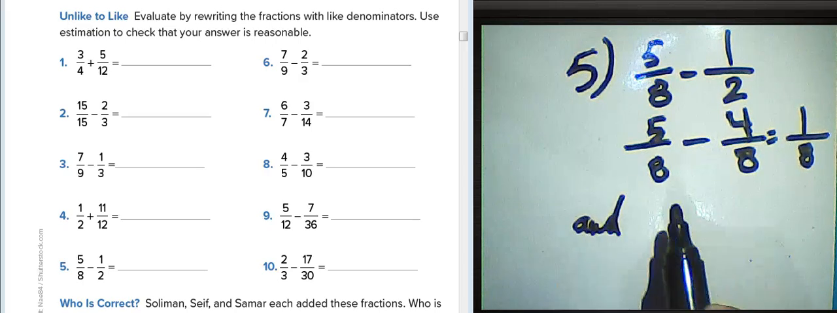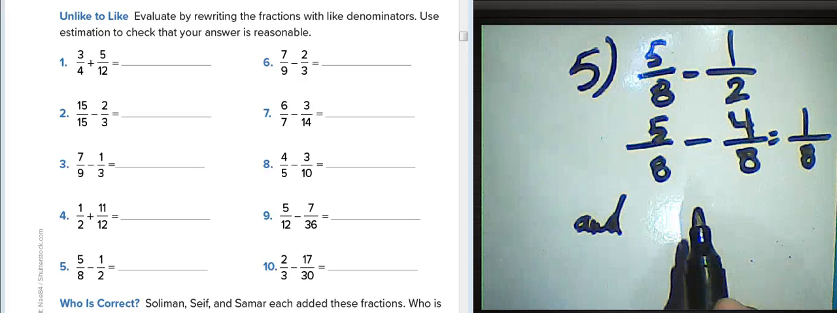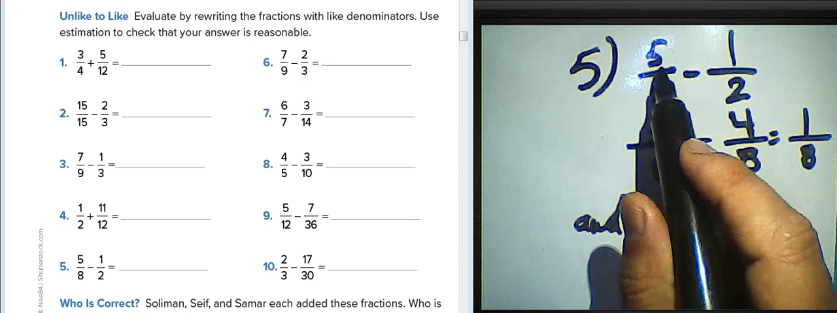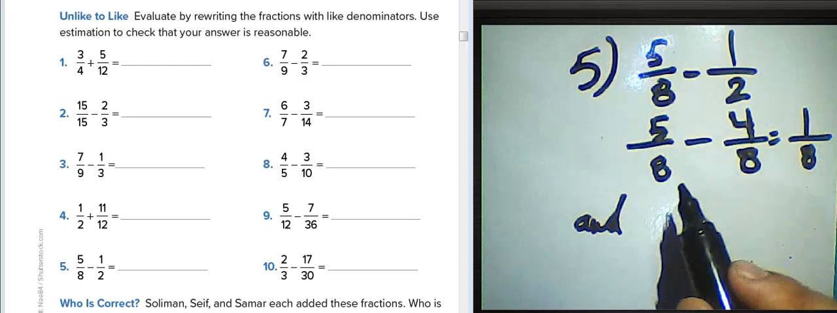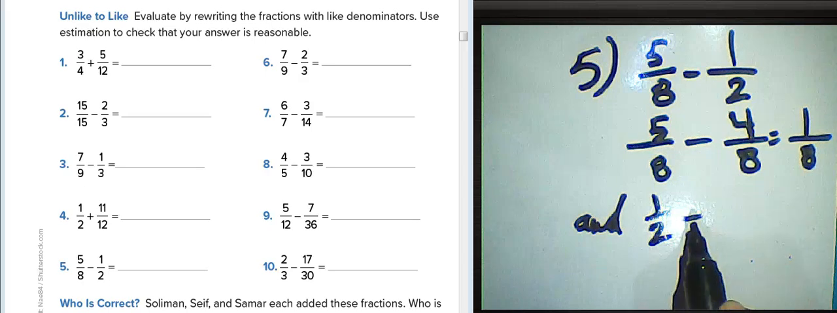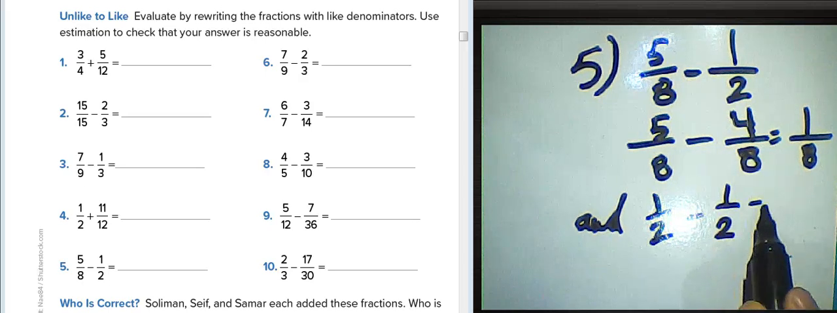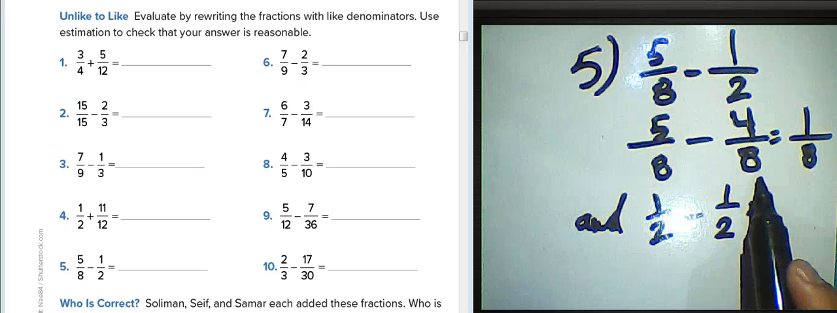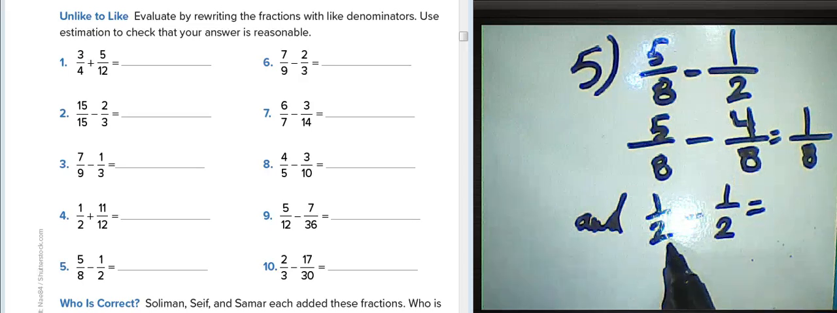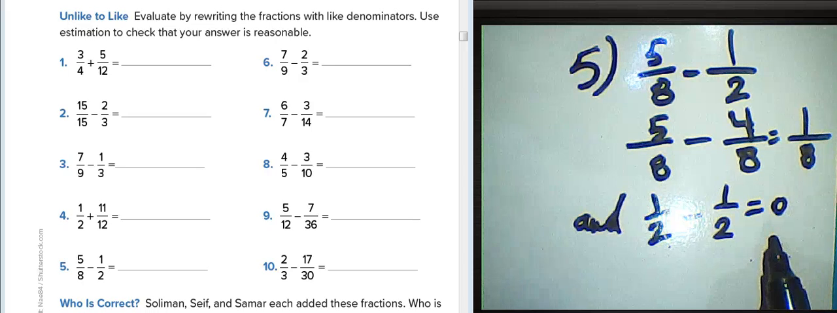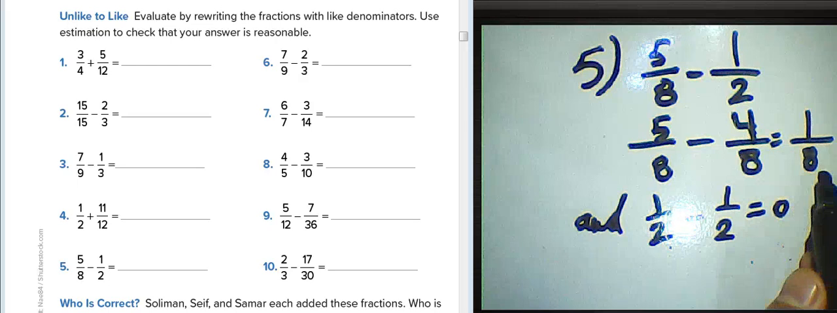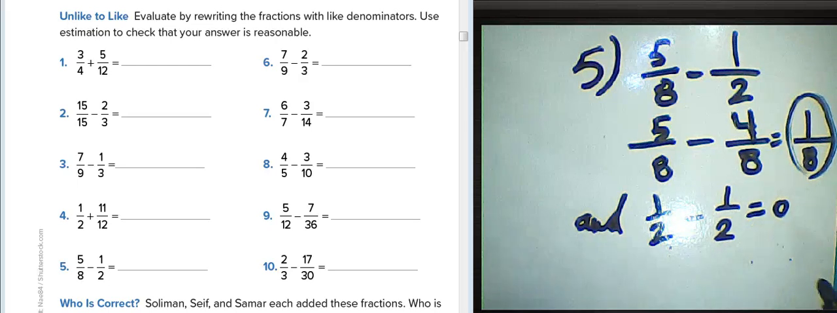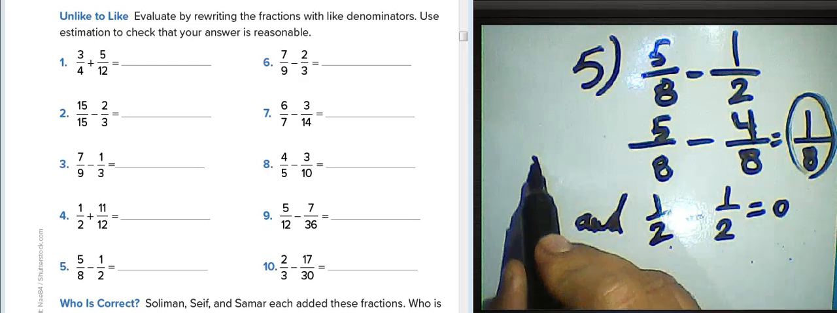And we can approximate 5 over 8 using a benchmark number here. 5 is nearest to half of 8, which equals 4. So 5 is nearest to half of the denominator. The result will be half. 4 over 8 equals half. Half minus half equals 0. So it's nearest to the whole number here. The fraction 1 over 8 is nearest to 0. So we can write that this answer is reasonable.